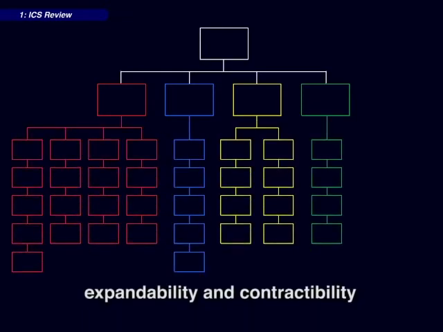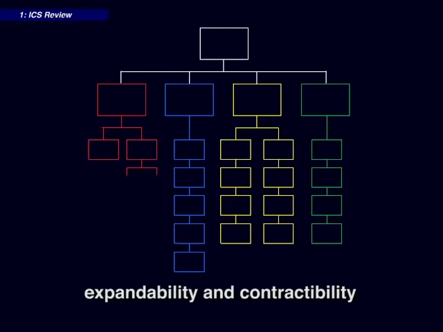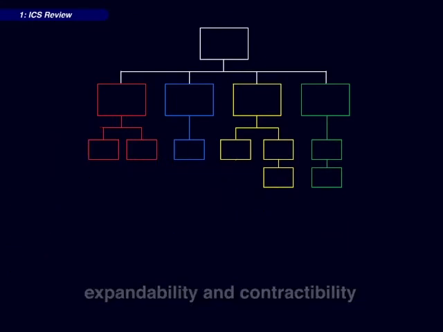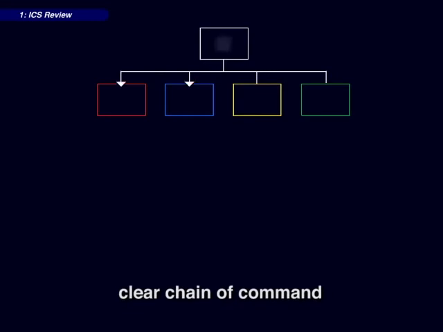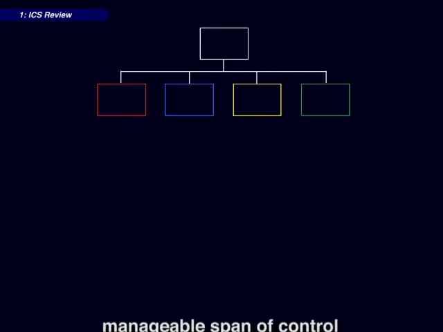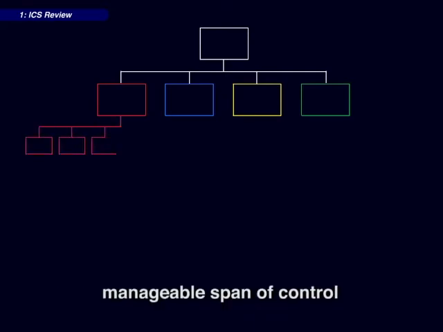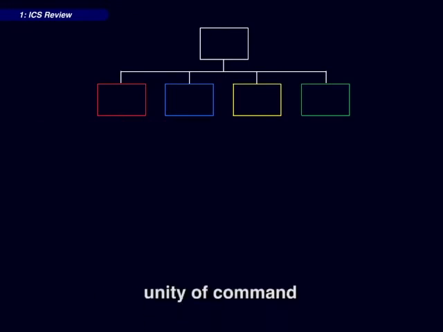Expandability and contractibility, that's organizational structure increases or decreases to meet the situation's needs. Clear chain of command, that's an orderly line of authority. Manageable span of control. A maximum of 7 staff may report to 1 supervisor. Optimum ratio is 5-to-1. Unity of command, that is, reporting to 1 supervisor. Receive assignments from only 1 supervisor.